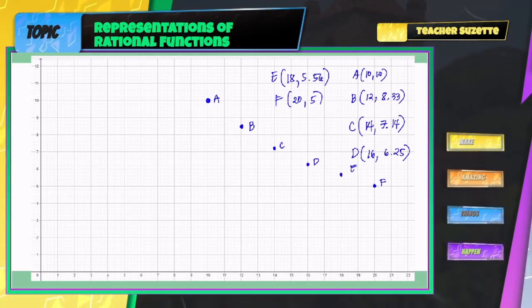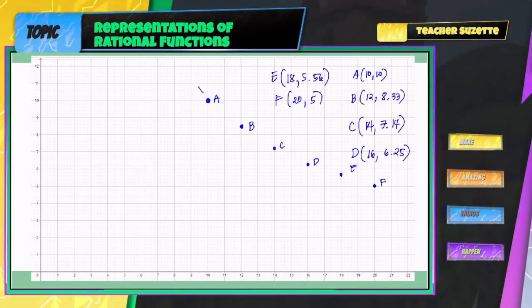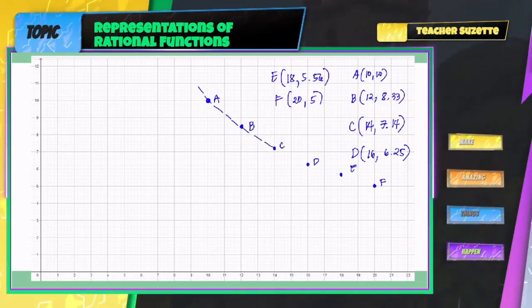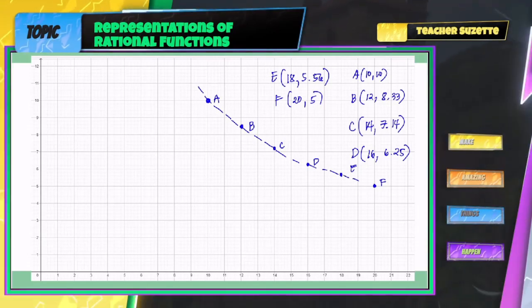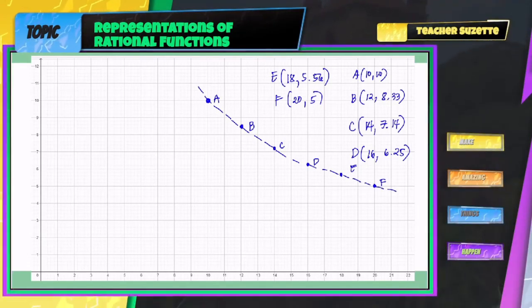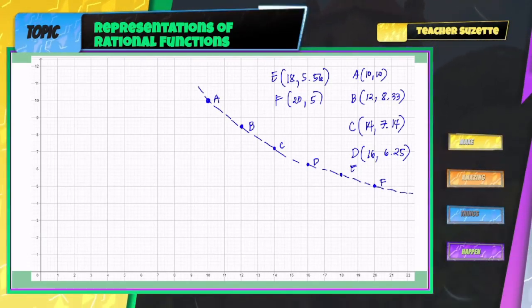So, by connecting the points, we can observe that they are not collinear to each other, but rather, they follow a smooth curve.